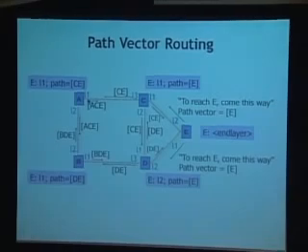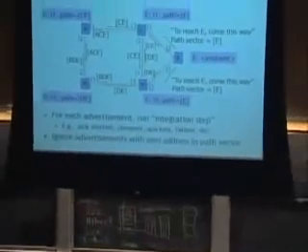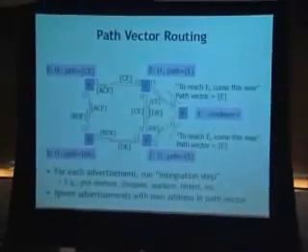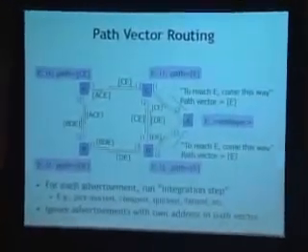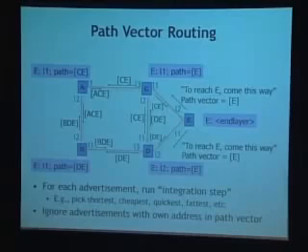Okay, so this is a very simple process. What we said here is that after each advertisement, we're going to go ahead and do integration. Integration is basically where we try and pick the best path in some way. What we've shown here is simply picking the shortest path. So we've picked the shortest possible path for every node to reach node E. And in case it wasn't clear, I didn't explicitly state this: it's important to realize that nodes are going to ignore advertisements with their own address in the vector.